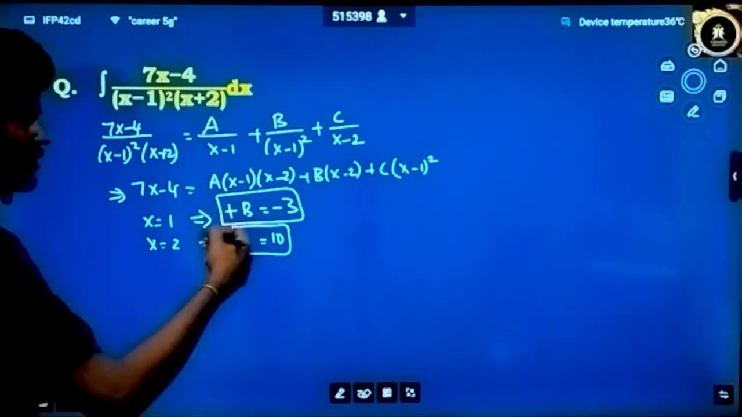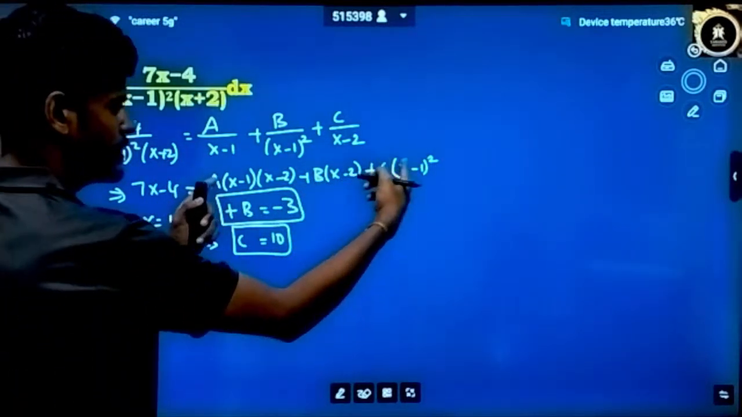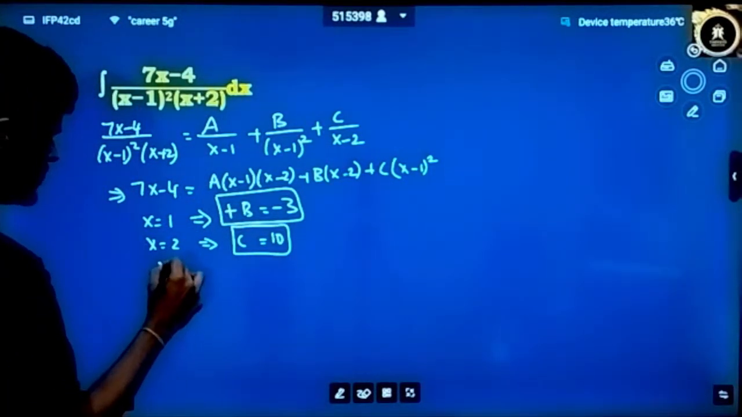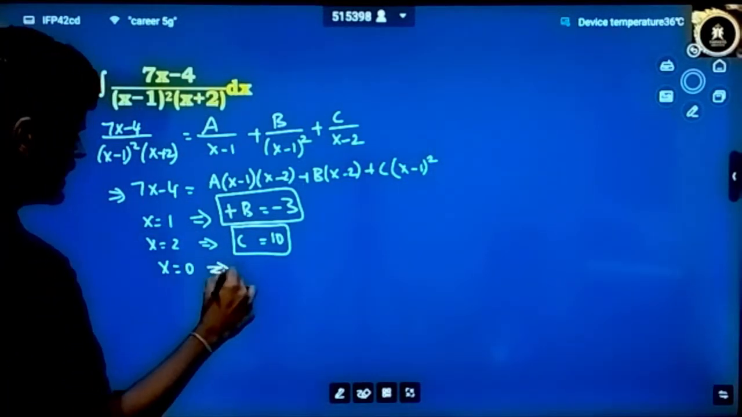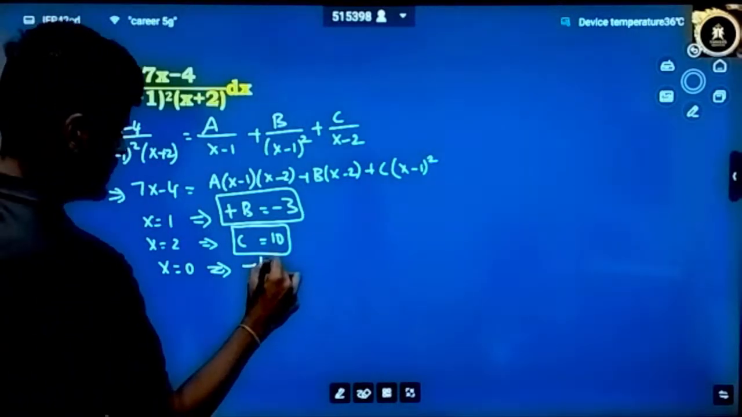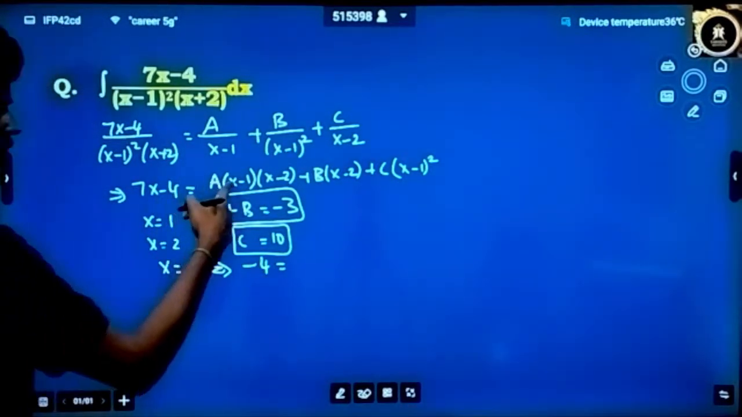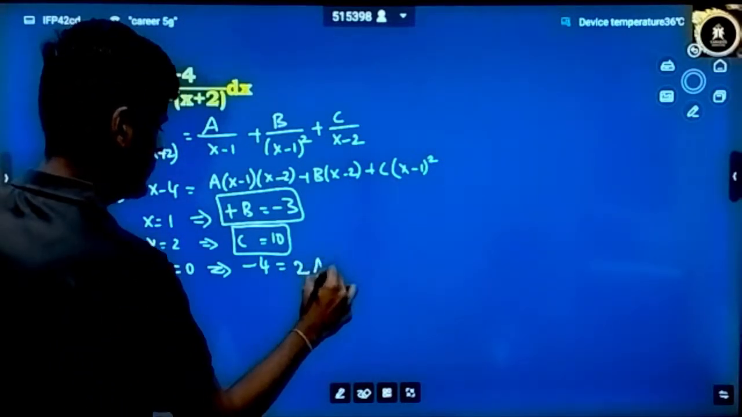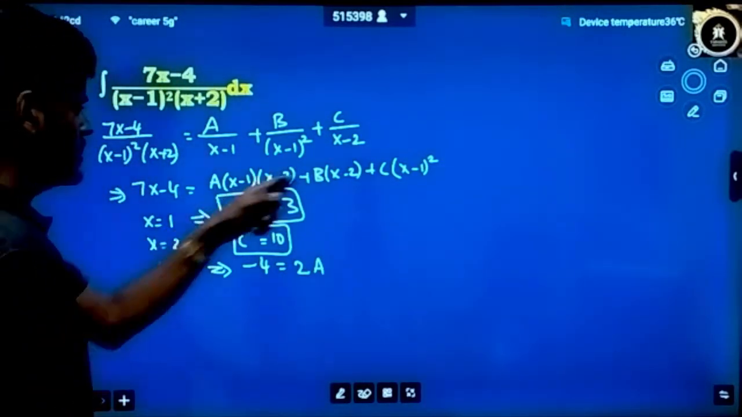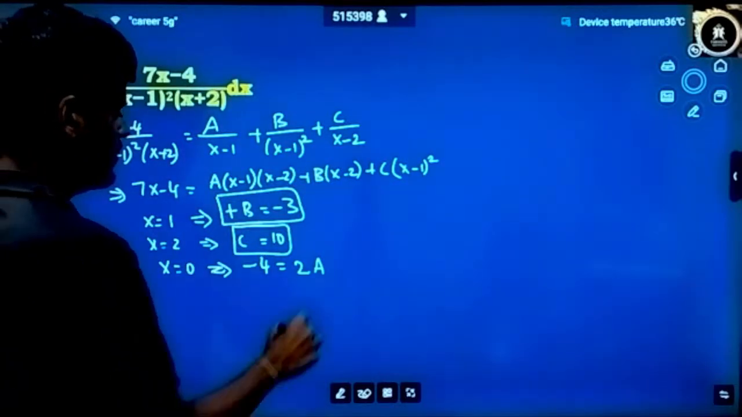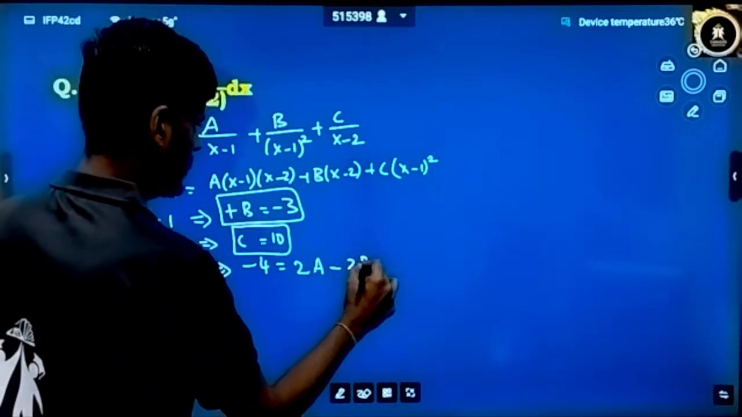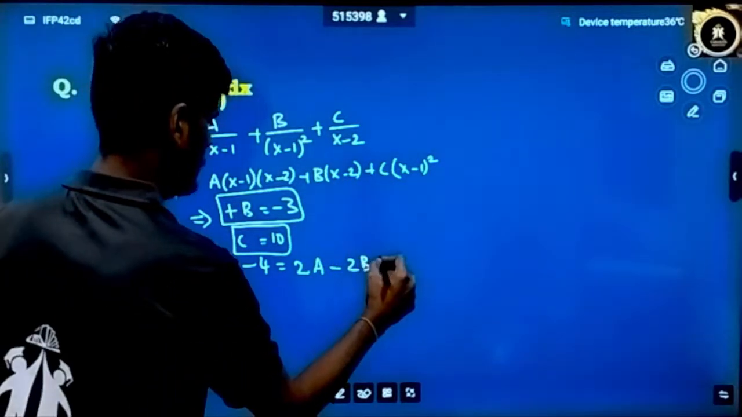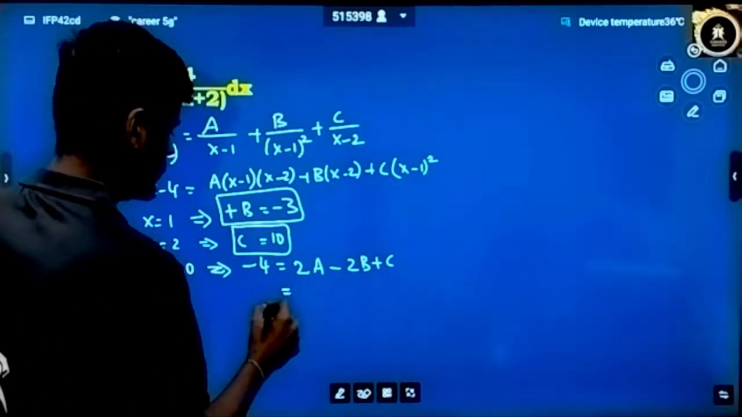Next what we need to do? Substitute some other value. Here we can't substitute any value other than these, because the terms will become 0. So then what we will do is substitute x equal to 0. That means we will get minus 4 is equal to 0 minus 1 is minus 1 into minus 2, that will be 2 times a, again 0 minus 2 is minus 2b, and here 0 minus 1 is minus 1, so it will be plus c. Now substitute the values.